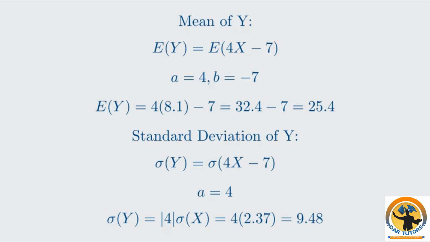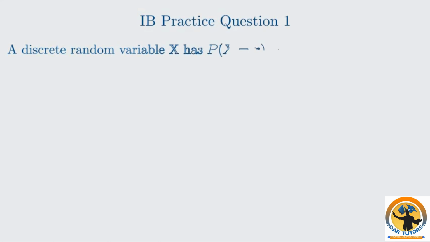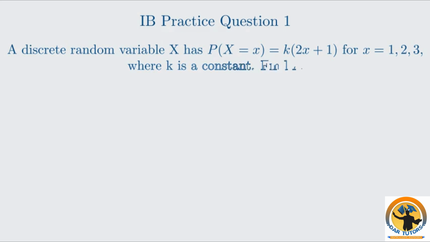Notice how quickly we could solve this problem by applying the properties of linear transformations. We didn't need to know the entire probability distribution for X, only its mean and standard deviation. To help you prepare for your IB exams, we've prepared 5 IB-style practice questions that cover the concepts we've discussed today. First question. A discrete random variable X has P(X equals x) equals k(2 to the x plus 1), for x equals 1, 2, 3, where k is a constant. Find k. Take a moment to solve it on your own before I reveal the solution.